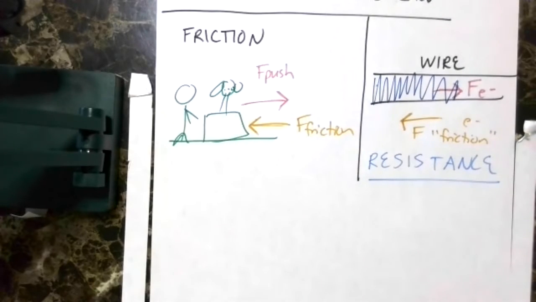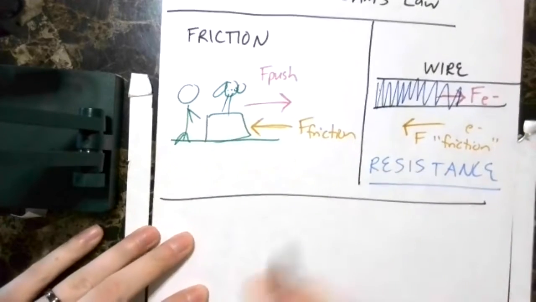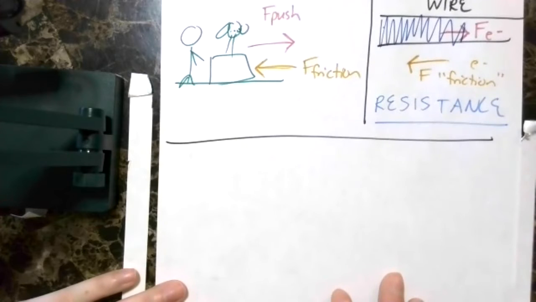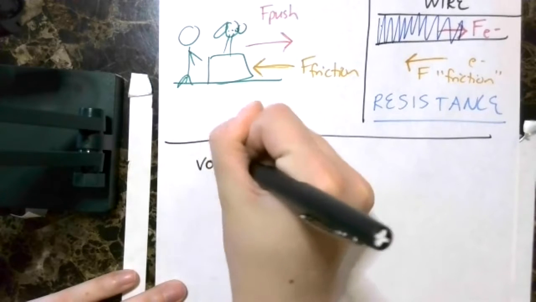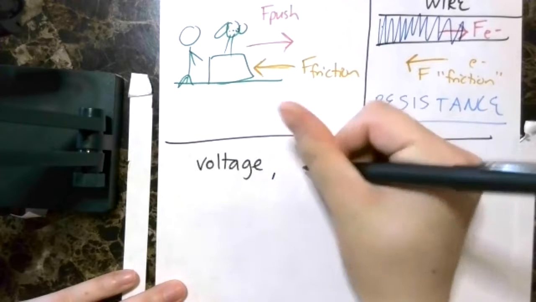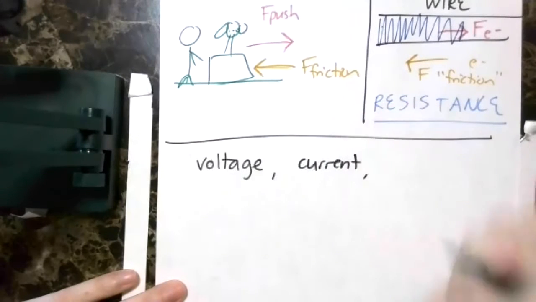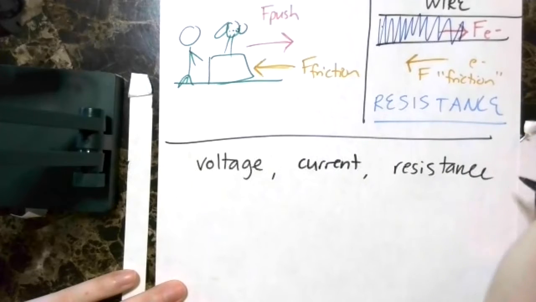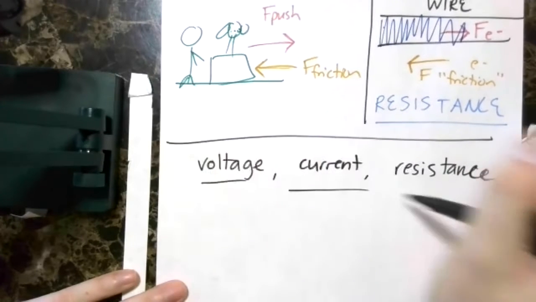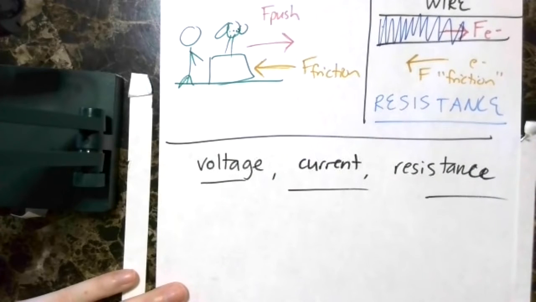So, dealing with electronics, we are thinking of three major concepts that all work together. That is voltage, current, and resistance. These three main ideas are what we're going to look at for how to design our circuits.